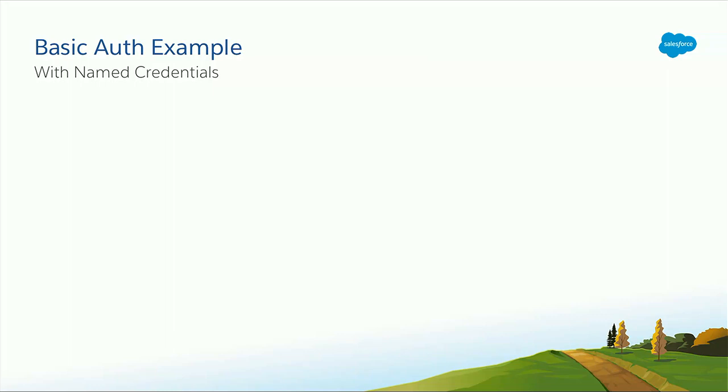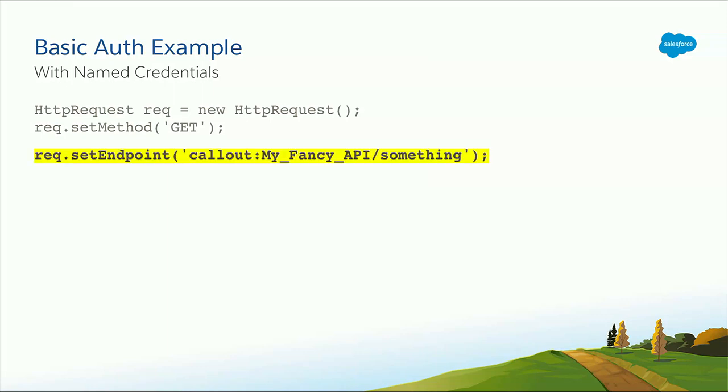So let's take a look at what the Apex becomes now instead of what I had before. I create the request, set the method, so in this case still a GET. I set the endpoint, but notice how here I reference callout and the name of my named credential. At the end of this, I can append the other parts of the URL that I need, depending on what resources I'm accessing within my API.